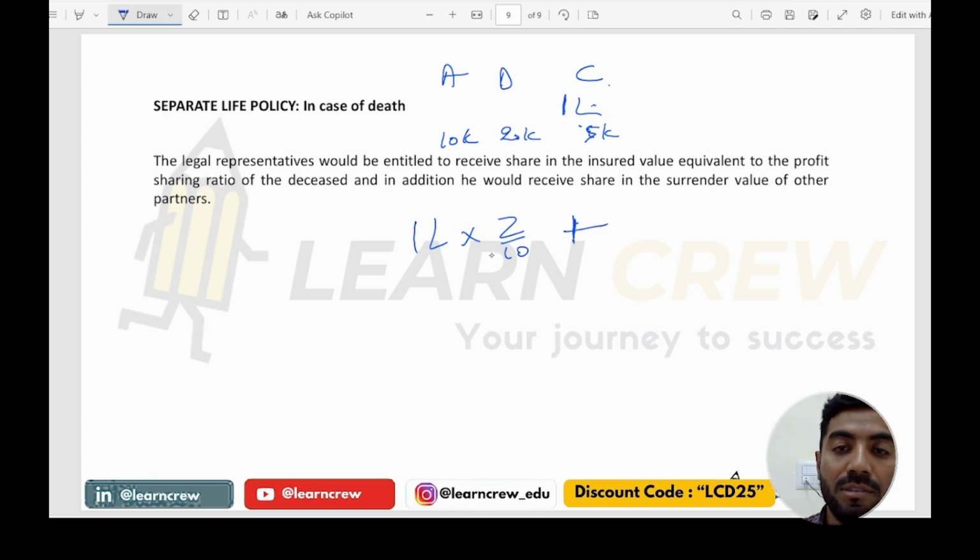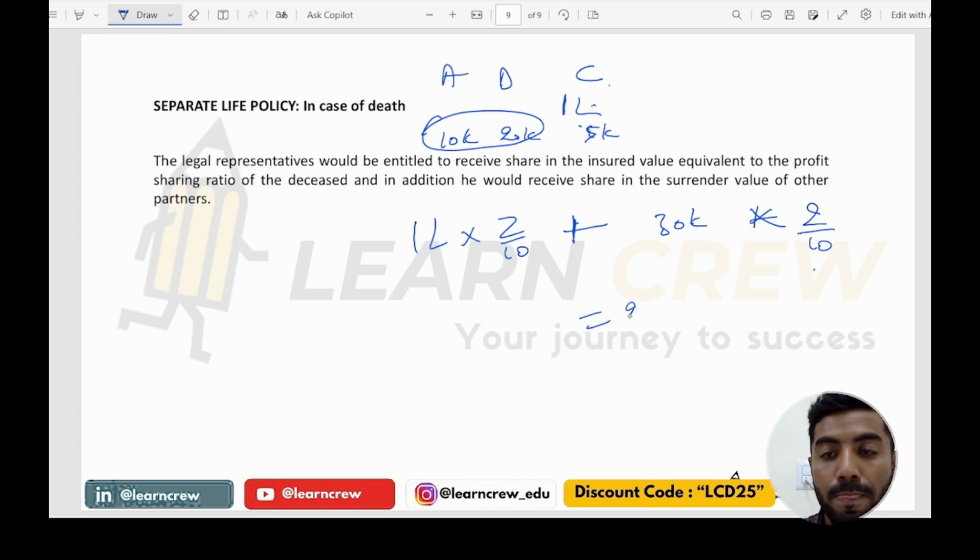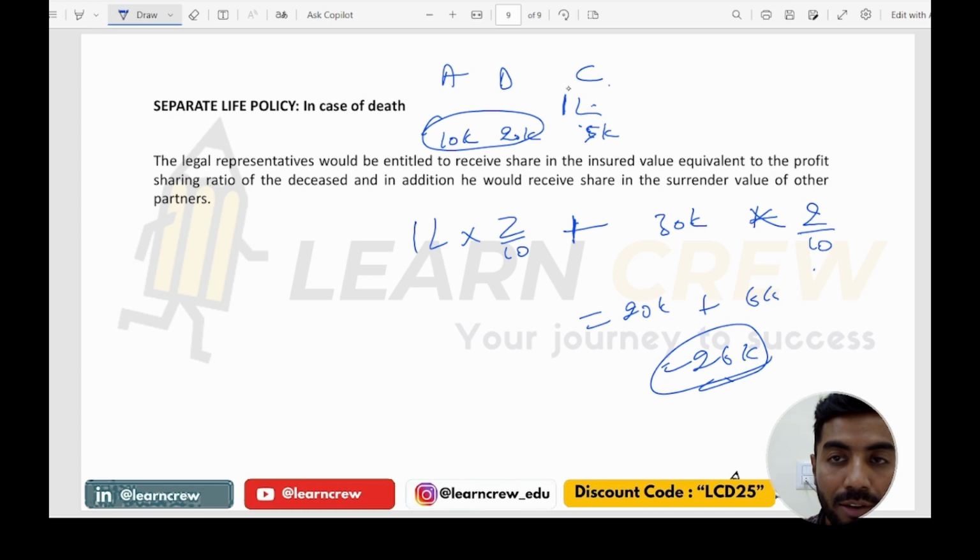Plus, additionally, he'll also be getting a share from this, that is 10 plus 20, 30K. 30K into 2 by 10. On this also, he'll be getting a share. So totally, he'll be getting 20,000 plus 6,000, that is 26,000. This will be the share. So he won't be getting 1 lakh. This is very important. He won't be getting 1 lakh. He'll be getting 26K. How?